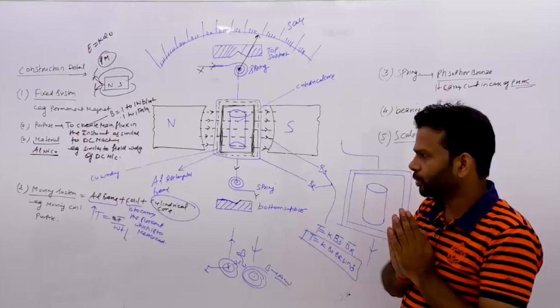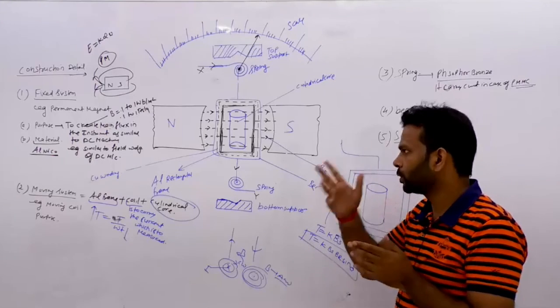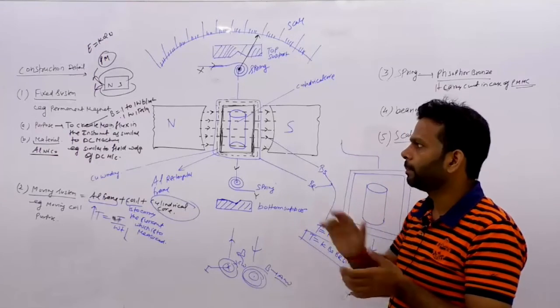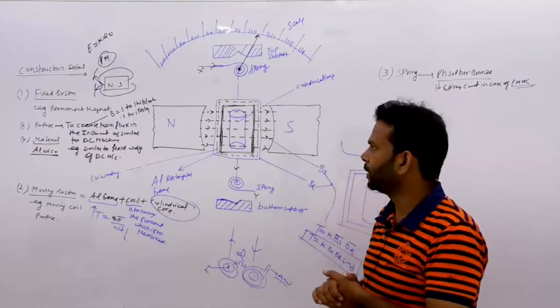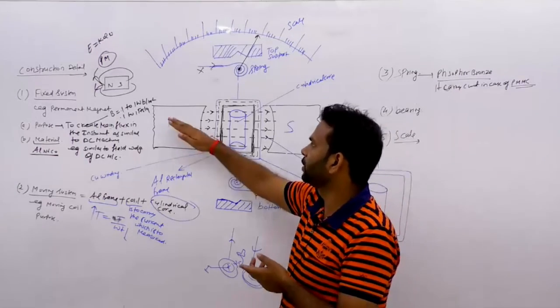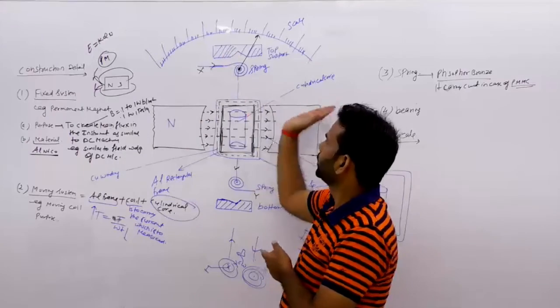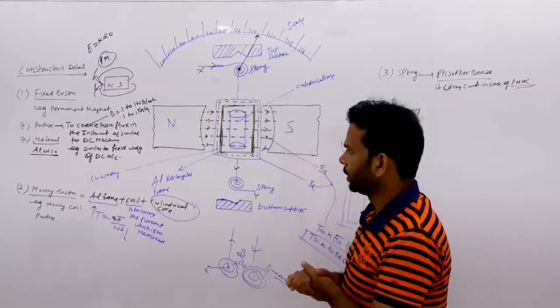But in case of a DC machine, the rotation is complete, the circle in 360 degrees. But in case of your PMMC instrument, the rotation is limited, fixed from here to here, and that is provided by a stopper. ठीक है यहाँ तक?